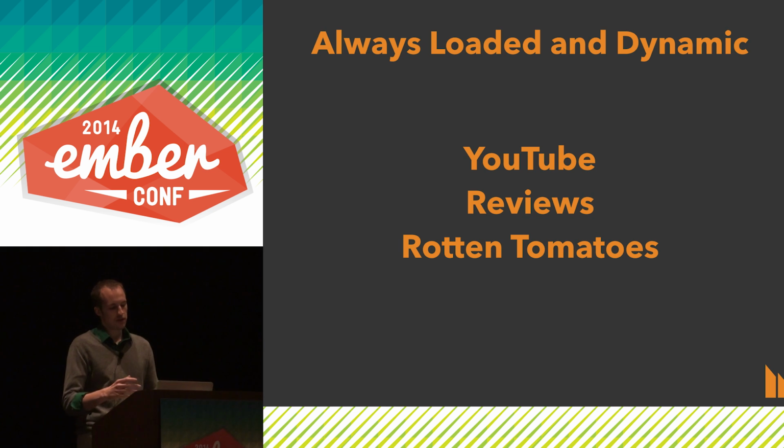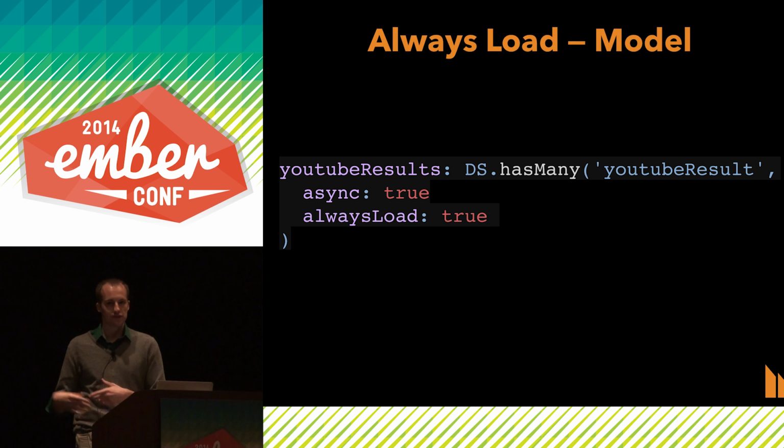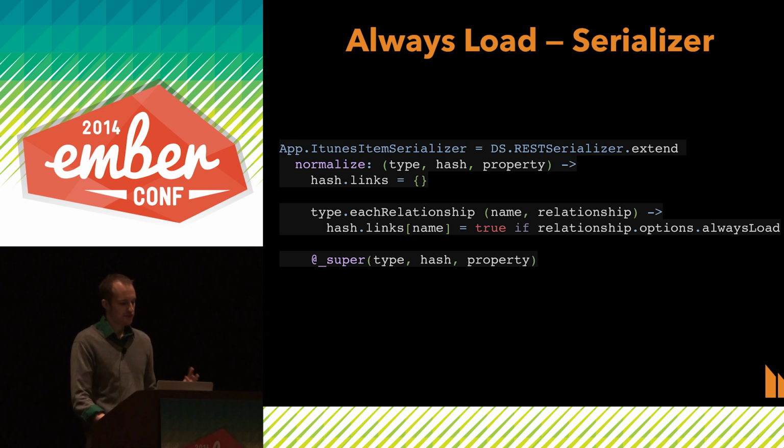So I always load YouTube videos, reviews when they're mixed in, and Rotten Tomatoes for movies. And what I do is I flag those relationships as always load. And this is not a feature of Ember Data. I've implemented this myself, but it's a really simple implementation that just looks at this flag in the serializer. If it exists, it's going to set the links attribute for that name to true. And what that means is that Ember Data will then try to fetch that no matter what. And I'm going to hook into it later to give it a dynamic URL based on the name.